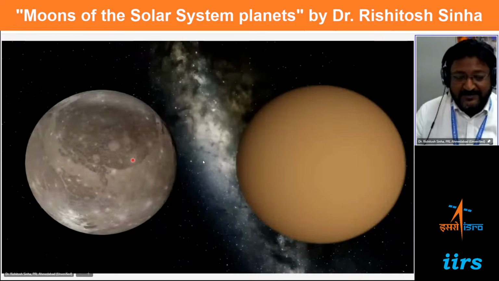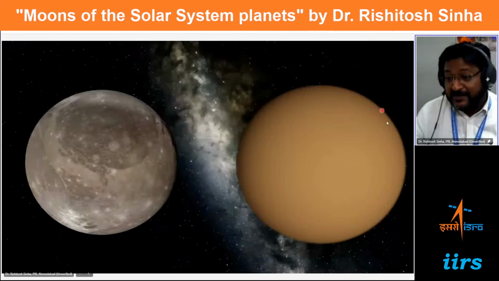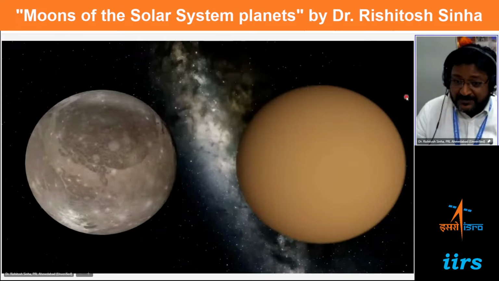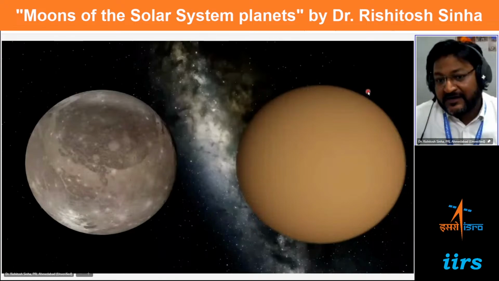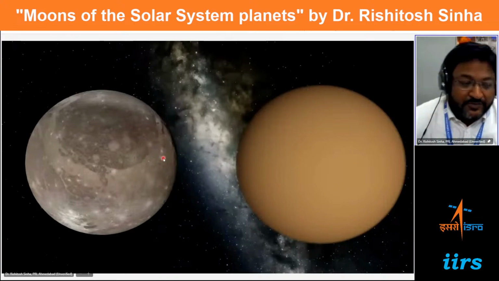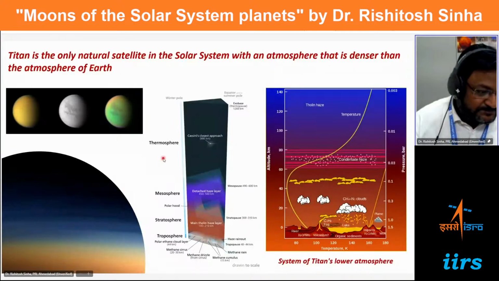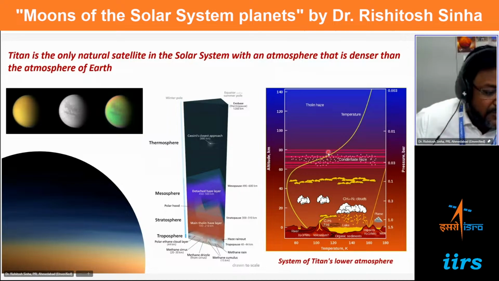But the truth is that Titan appears to be relatively big because of its thick atmosphere. The atmosphere is so thick that it goes up to several hundred kilometers, and that makes Titan appear relatively bigger than Ganymede. So the vertical atmospheric structure is somewhat similar to what we see on Earth.